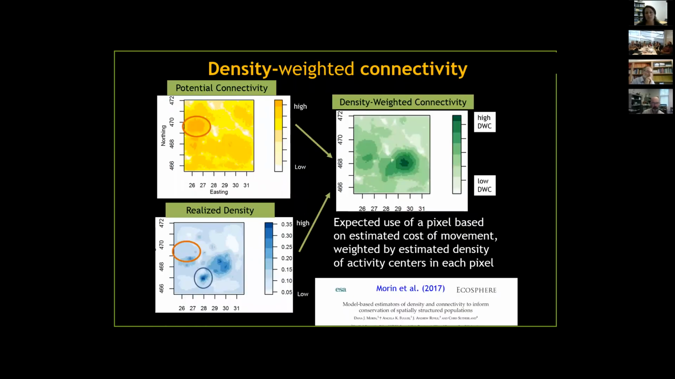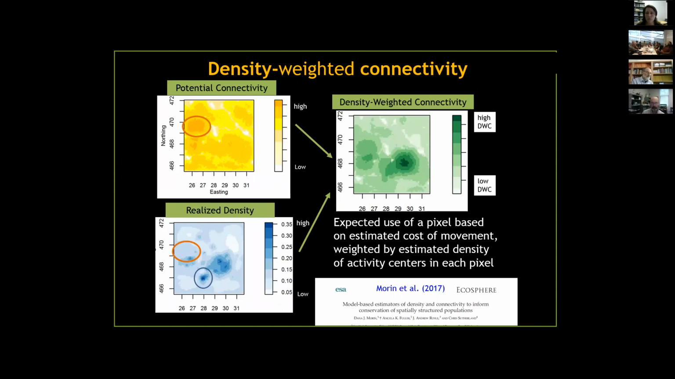Now we can go one step further. We've identified or defined potential connectivity, and I've described density to you here. So we have potential connectivity on the top, and here we have density on the bottom. And so this realized density down here is the number of activity centers that are in each pixel. So what we can do is we can estimate what we're calling density-weighted connectivity.